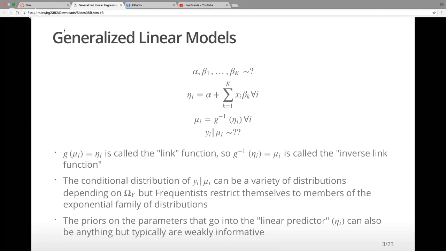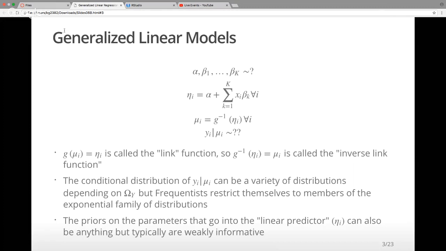Now, if G inverse is the identity function and y given mu, there's also a sigma in that case, is a Gaussian distribution, then the generalized linear model simplifies to just a linear model with Gaussian errors, and we'd be estimating the alpha and the beta and also the sigma. So there could be an additional nuisance parameter in there somewhere. So if G and G inverse is the identity function, and y given mu is a normal distribution, then we just have a special case of a generalized linear model that we saw in the book and on Tuesday, the linear model.